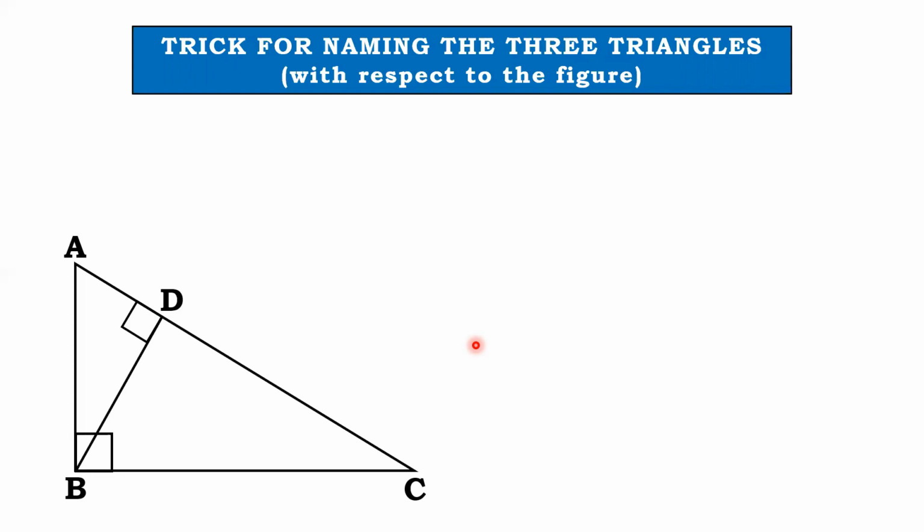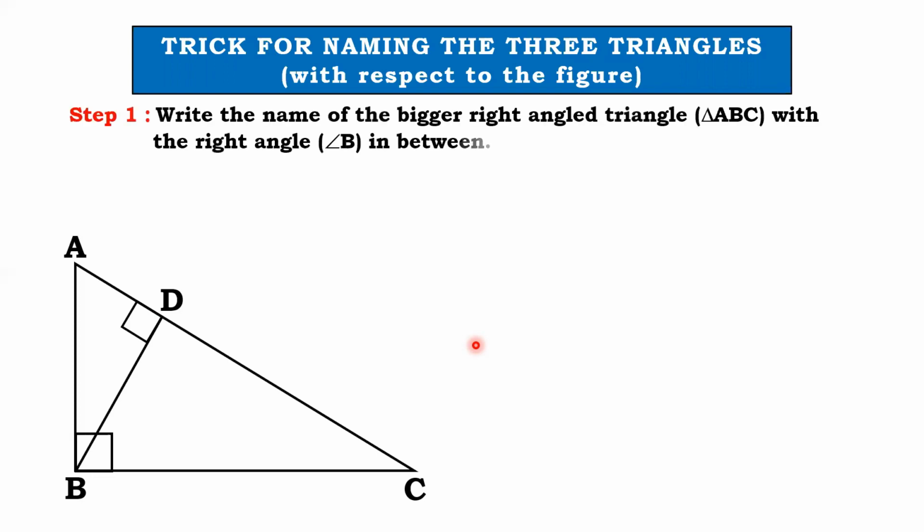Step 1 says we have to write the name of the bigger triangle. Bigger means the original right angle triangle with the right angle in between. It's a rule: write the right angle in between for a right angle triangle. So which is the original triangle? Triangle ABC. Now many students ask, if we write triangle CBA, is it okay? Yes, it is perfectly okay. You can write triangle ABC or triangle CBA, right?